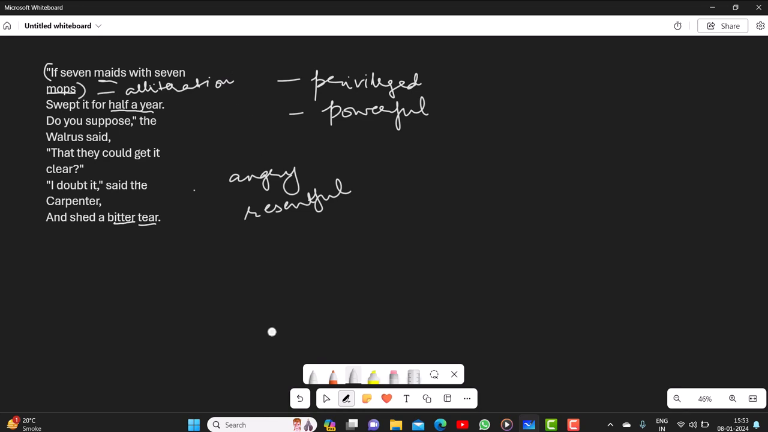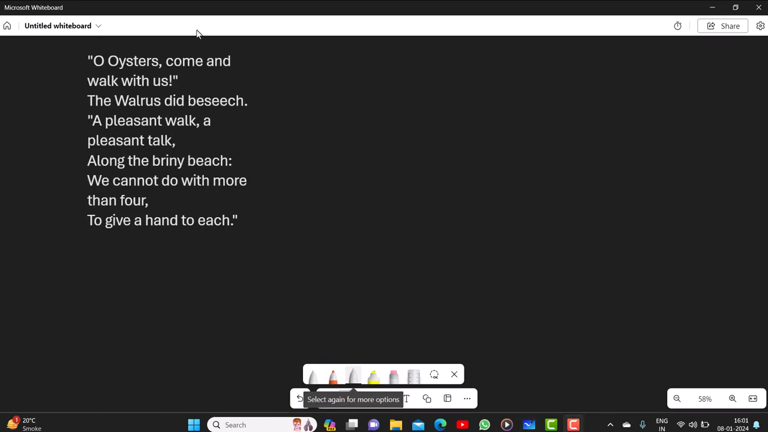Let's move on to the next stanza. Now read the lines carefully. "O oysters, come and walk with us." So what is happening? The walrus now addresses some oysters in the water and requests them.